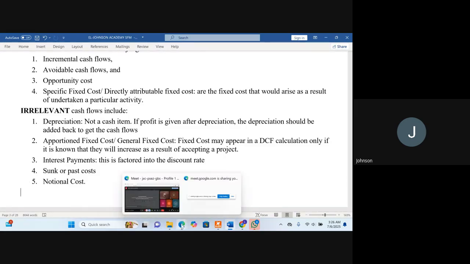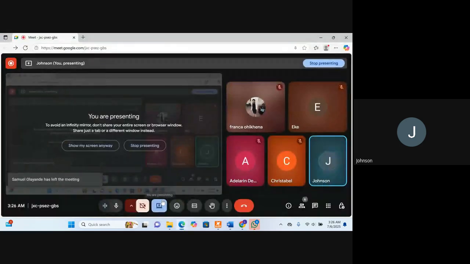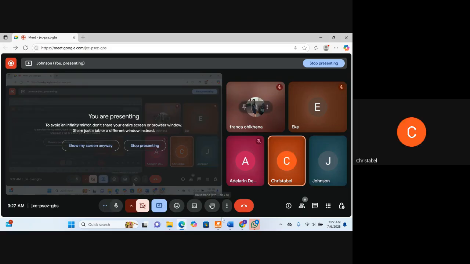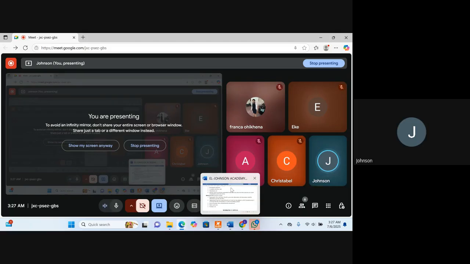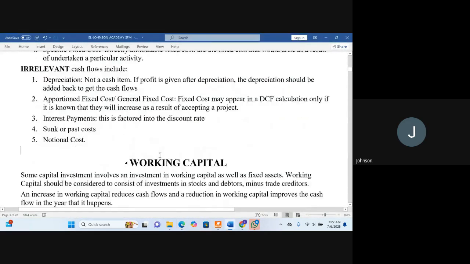Do we understand notional cost now? Can somebody unmute and tell me, do you understand notional cost now? Can you hear me? Yes, sir, I understand now. All right. So that is what notional cost is about. Okay. So that's what notional cost is about.